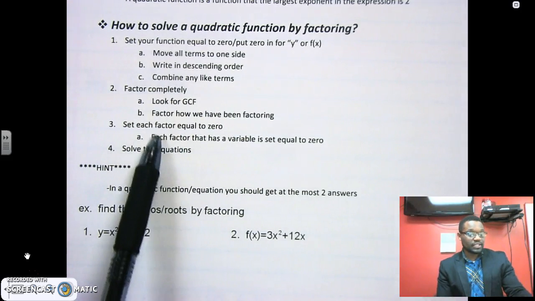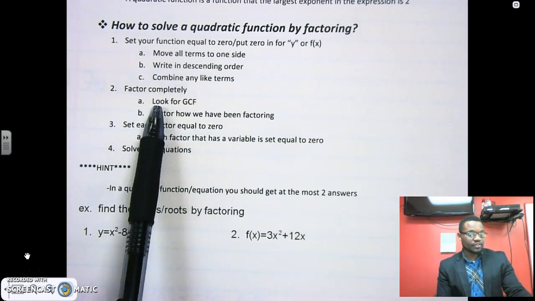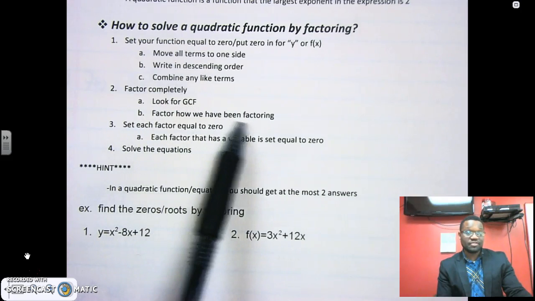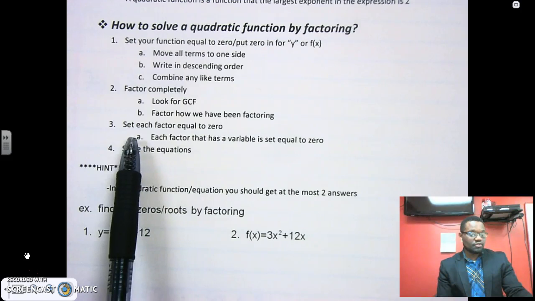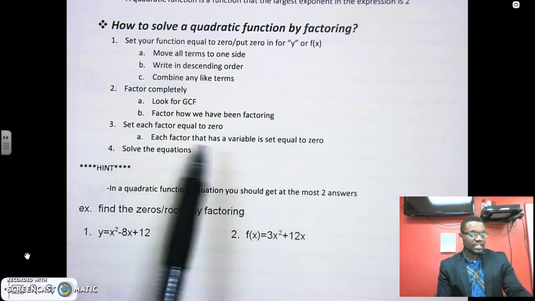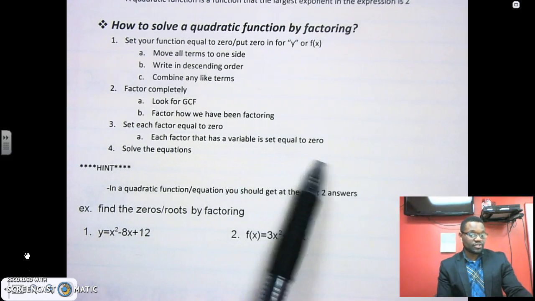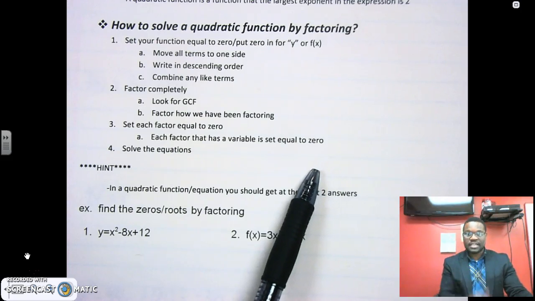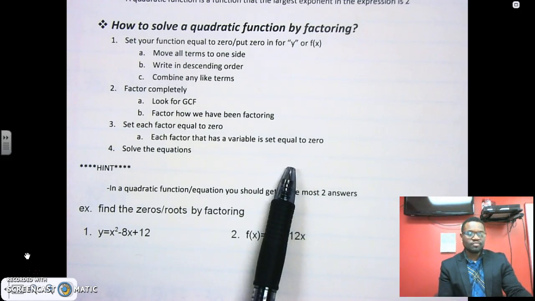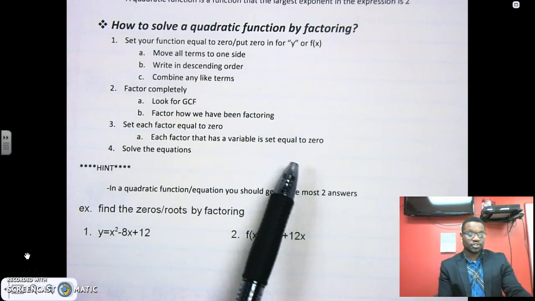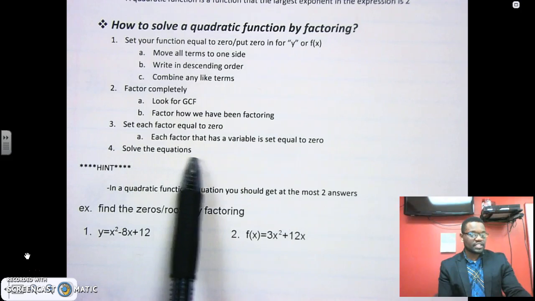You need to factor completely. Don't forget how to factor. Look for a greatest common factor and use how we've been factoring. Set each individual factor to 0. Each factor that has a variable is set equal to 0. So if you factored out a greatest common factor of 5 or 3, then you don't have to set that equal to 0. But if it was 5x or 3x, then you would. Then you solve each individual equation.